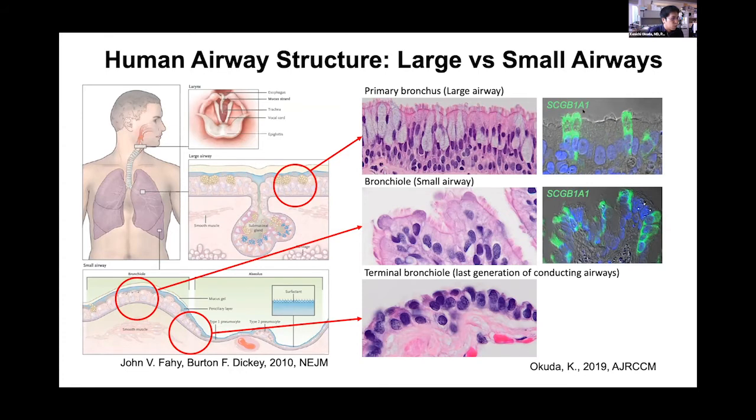One of our genes of interest is SCGB1A1, which is also known as CCSP, club cell secretory protein. This is a marker of secretory cells. So we've been focusing on these cell types, and that study was also supported by CFRI in the previous two years.